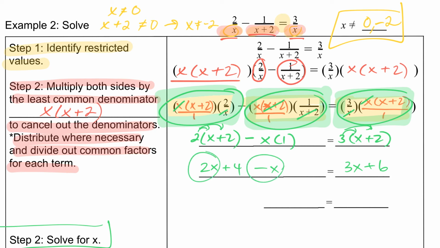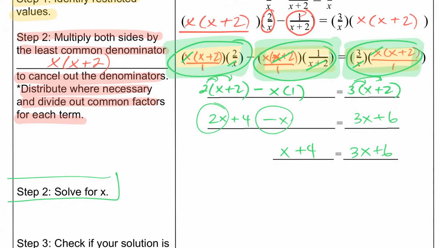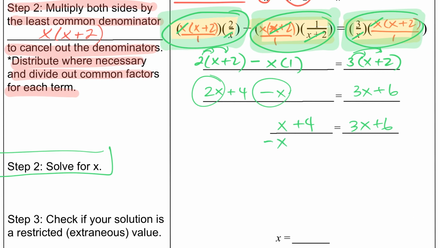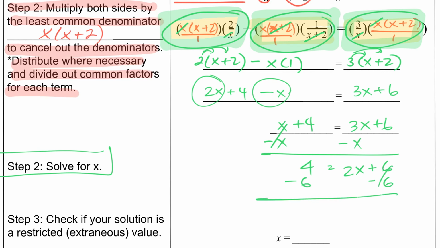Here we have 2x minus x, so we have x plus 4 equals 3x plus 6. And to continue to solve for x, let's subtract x, and let's subtract 6 on both sides and divide by 2. So we have x left over, and this is equal to -1.